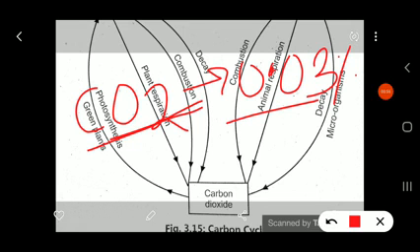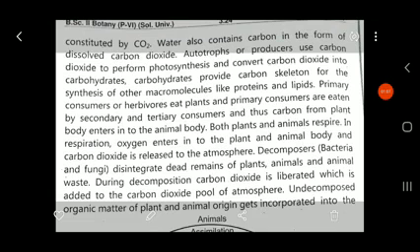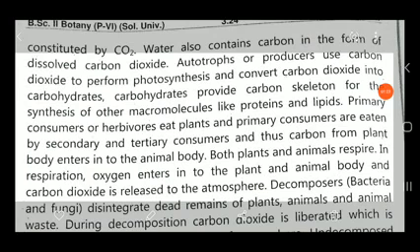Now we can see how. Its constitution is 0.03% in the atmosphere. This will be asked as an MCQ many times in university exams. It is present in the atmosphere as well as in the water. When carbon dioxide reacts with water, it forms a combined form. Water also contains carbon in the form of dissolved carbon dioxide. When carbon dioxide is dissolved in water, it forms carbonate ions like this.